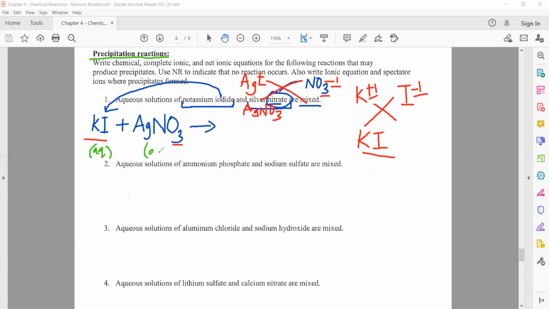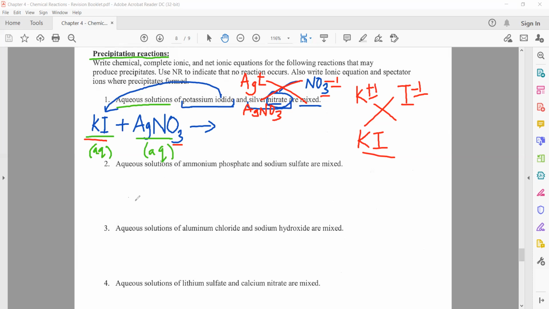We know that both potassium iodide and silver nitrate will be aqueous solutions, which means if I put potassium iodide or silver nitrate into a test tube, they will dissolve in that water, or in that solution. The question also tells us that they're aqueous, but we know that even if the question didn't tell us. Now let's look at the actual products that are formed.